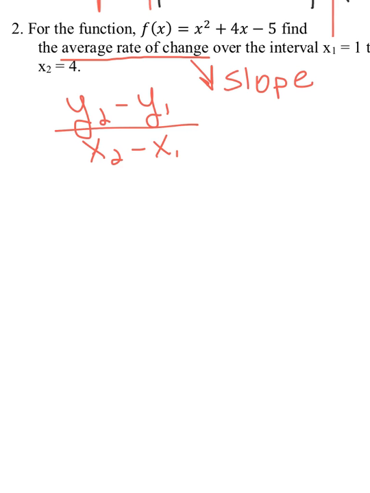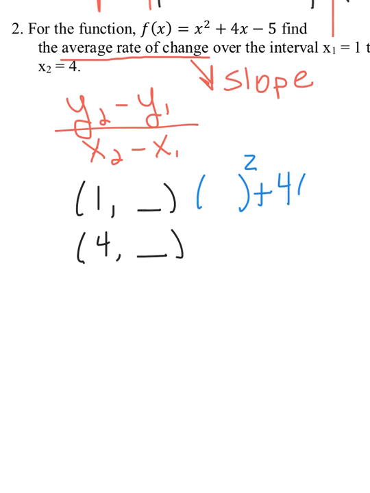Now they've given us an x2 and an x1, but we don't have the y2 and the y1. So what we're going to do is we're going to take the x values they gave us, and we're going to plug those in to find y. So we plug them into the function. So for the first one, let's go ahead and plug in to our x squared plus 4x minus 5. We're going to plug in a 1.